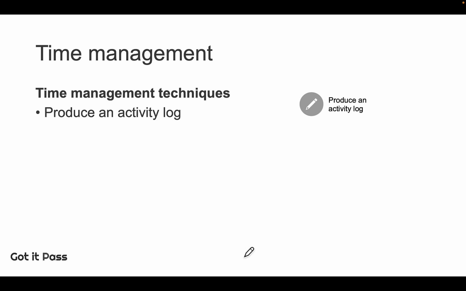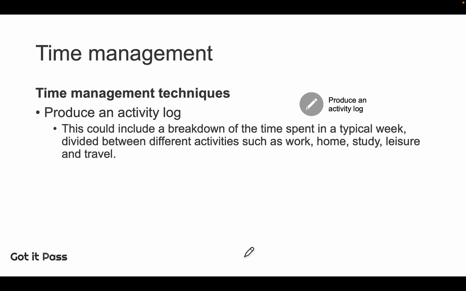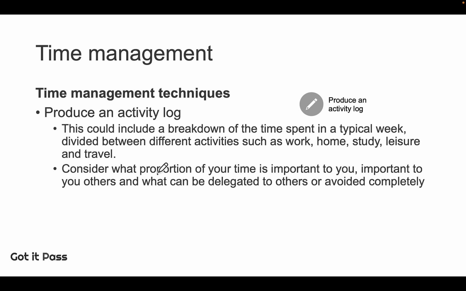And the next technique is produce an activity log. Produce an activity log including a breakdown of the time spent in a typical week, divided between different activities such as work, home, study, leisure, and travel. And you have to consider what proportion of your time is important to you, and what can be delegated to others or avoided completely. So what does that mean?